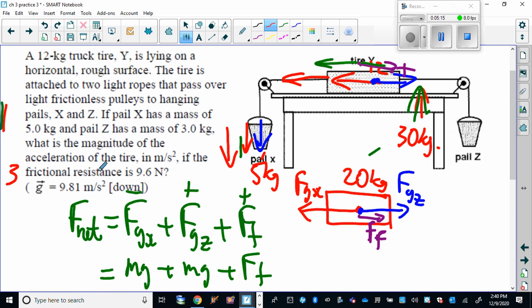Okay, and it would just ask for the magnitude of the acceleration. And the reason it only asks for the magnitude is because they're all accelerating in different directions. It's accelerating down, this one's accelerating to the left, and this one's accelerating up. So they just want the magnitude, otherwise we have to express the answer in 3 different directions.